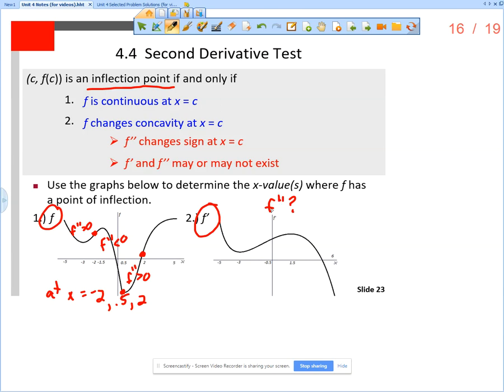Well, remember, f double prime is the derivative of f prime. Therefore, it's the slope of f prime. So I want to think about, what is the slope of this graph? Well, the slope of this graph is negative. Then at -3, it's 0. Then it's positive. Then at 1.5, it's 0. And then it's negative again. So the question is, is f double prime changing sign? f double prime is negative there, then f double prime is positive. Therefore, it changed signs at x equals -3. So at x equals -3 would be a point of inflection.